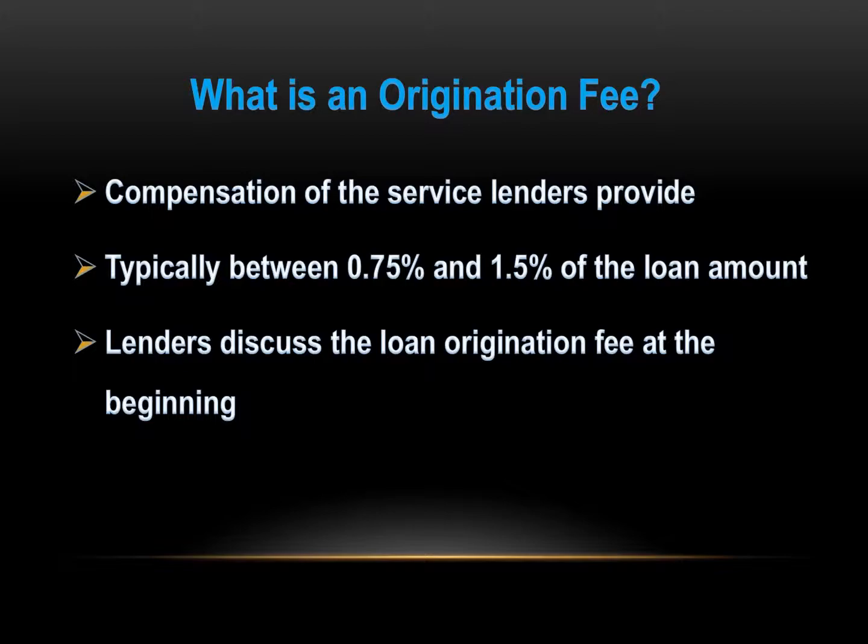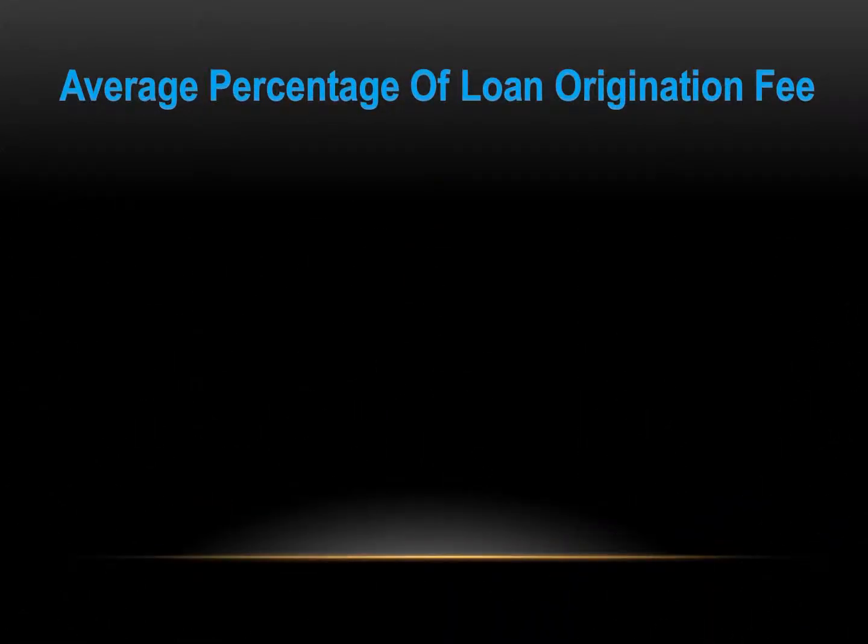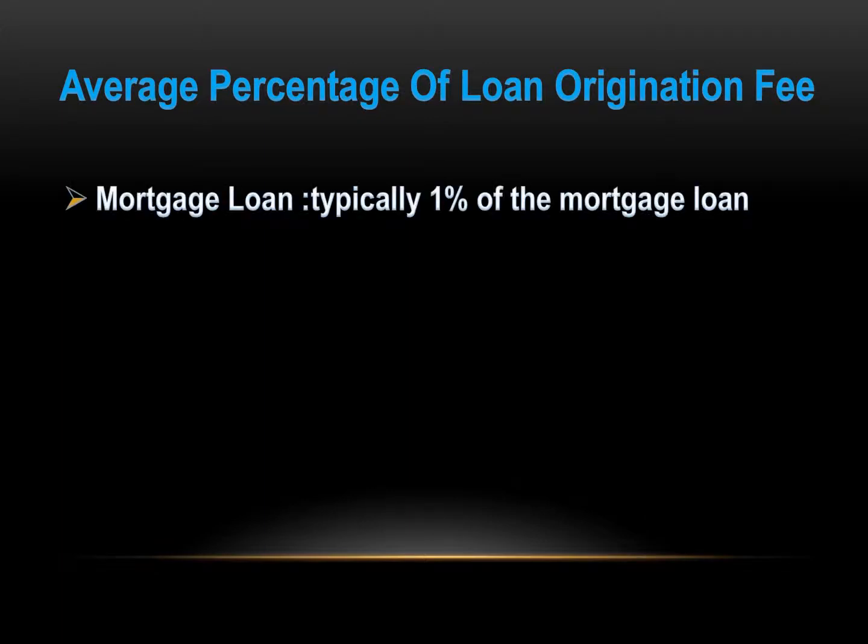Now, let's discuss the average percentage of loan origination fee. Generally, this type of fee is contingent upon the loan amount and/or the value of your home. In the case of a mortgage loan origination fee, the lender computes this fee as a percent of the total mortgage. No matter how much work the lender puts in, mortgage loans that are high in value will have a higher loan origination fee than those of low value. In a nutshell, the fee is typically 1% of the total amount of the mortgage loan.